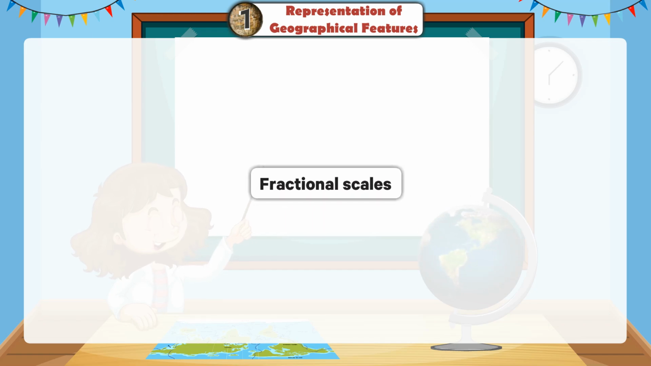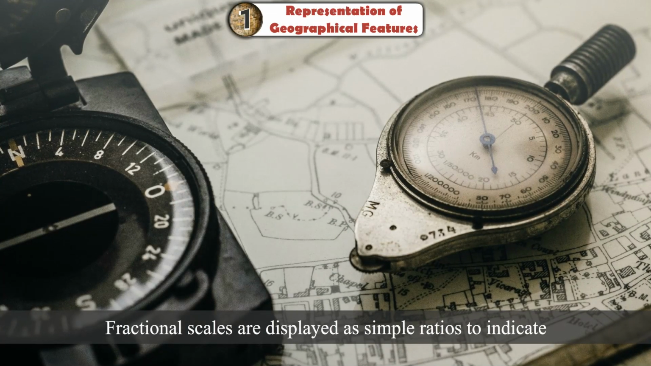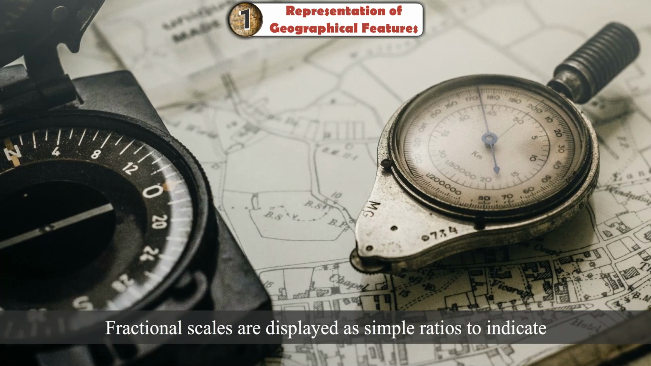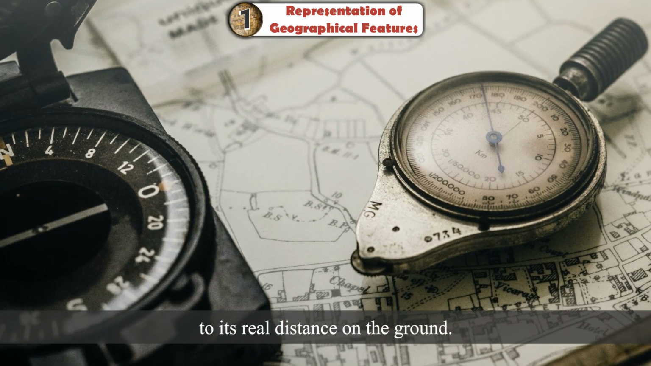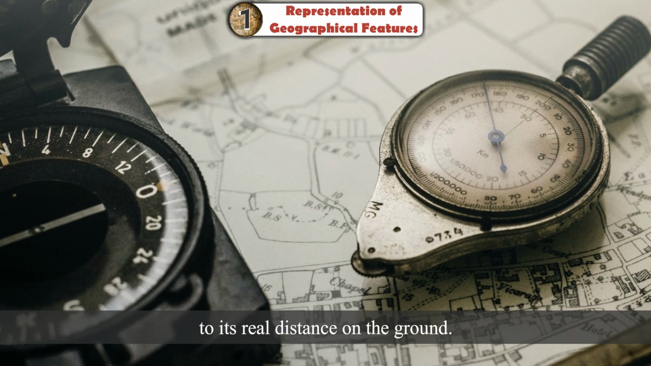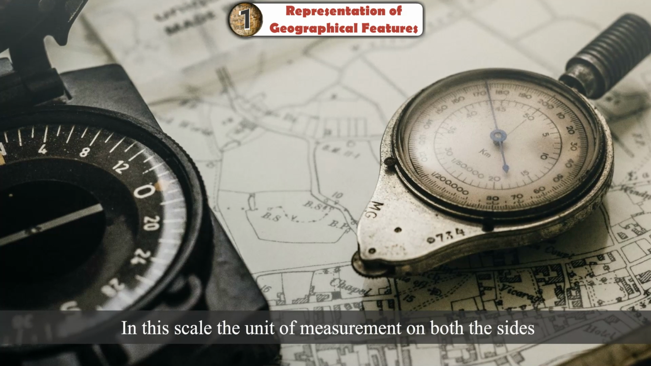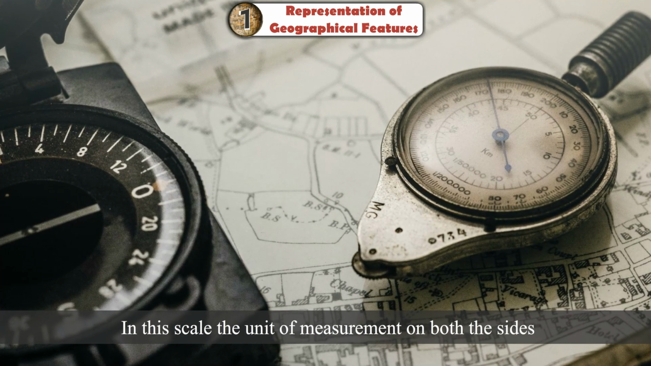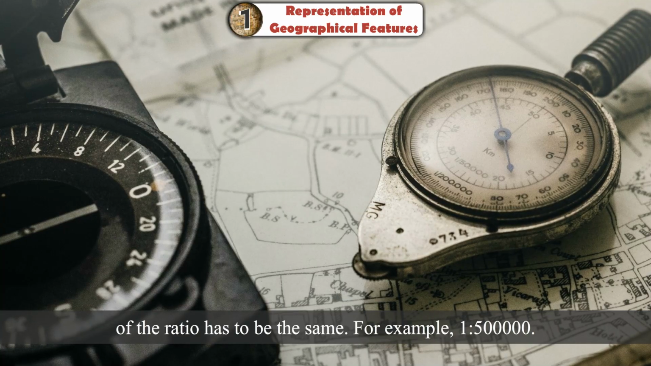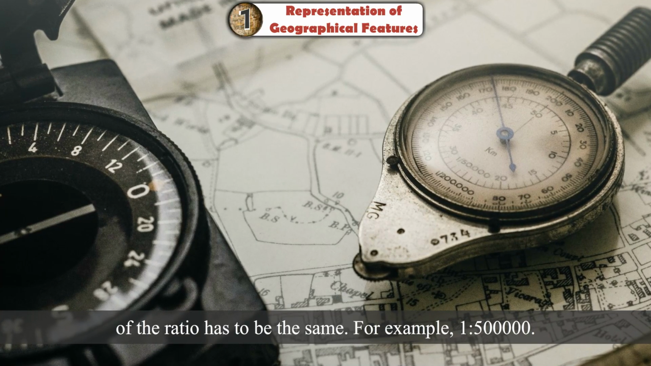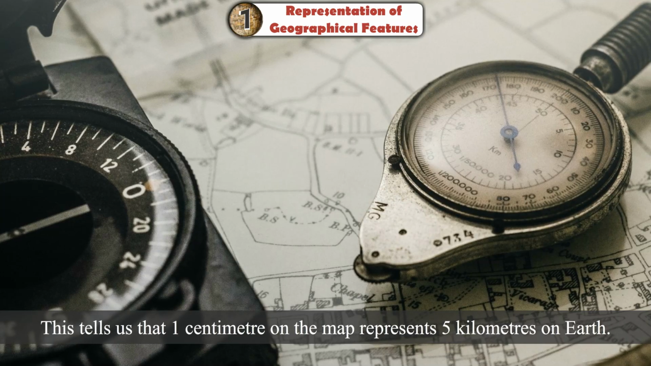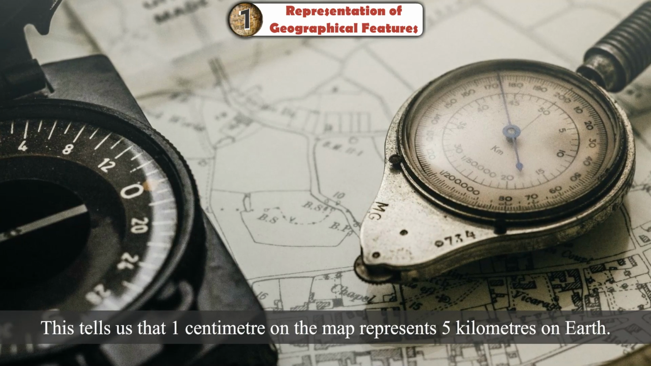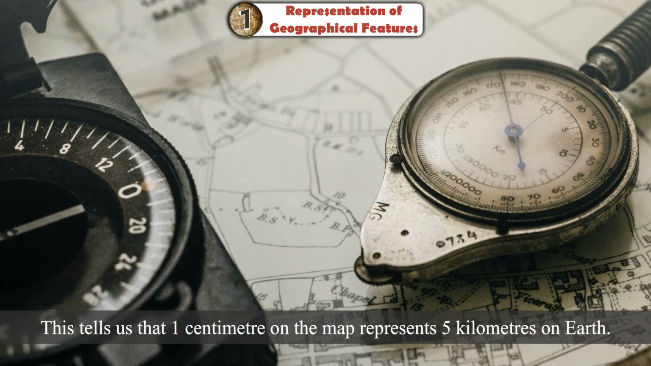Fractional scales. Fractional scales are displayed as simple ratios to indicate the relationship between the distance on the map to its real distance on the ground. In this scale, the unit of measurement on both sides of the ratio has to be the same. For example, 1:500,000. This tells us that 1 centimeter on the map represents 5 kilometers on Earth.